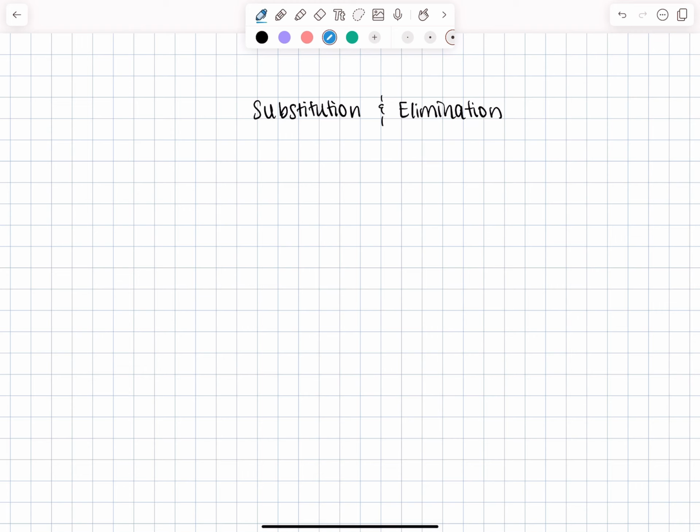So let's say we had two functions. We had x equals 1 plus 2y. And we had the function 3x minus 3y equals 15. Perfect. So we're first going to learn how to use substitution to solve for different variables. We use substitution and elimination when we have two functions and two different variables.